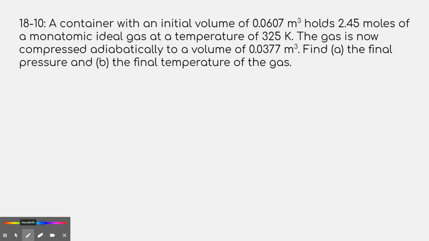We have been given several pieces of information, which is going to be very useful. We were given an initial volume. We were told the number of moles, which is n, and we were told the initial temperature. And then we were also given the final volume of the gas. Since we need to find the final pressure, we can't do that unless we know the initial pressure. So let's go ahead and solve for the initial pressure, because we already have the initial volume, the initial temperature, and the number of moles.